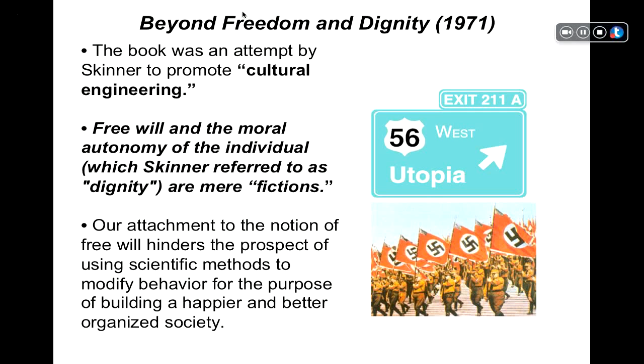So free will, according to Skinner, was a barrier to adopting social engineering based on the principles of conditioning. That is, we're so enamored with this idea that our intentions and our will underpin our behavior, and that we can change our behavior at any time as an act of will. We're so in love with that idea that it's standing in the way of essentially creating a better society based on the principles of conditioning.